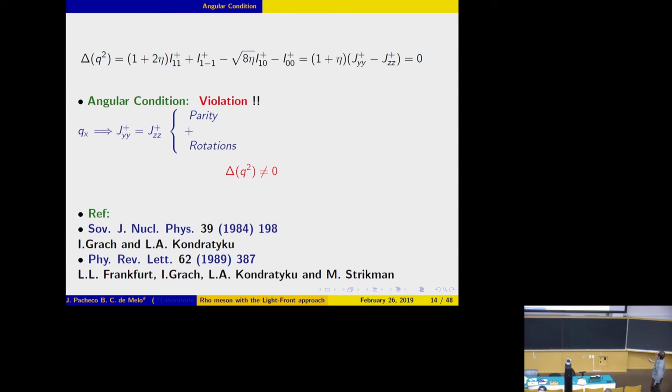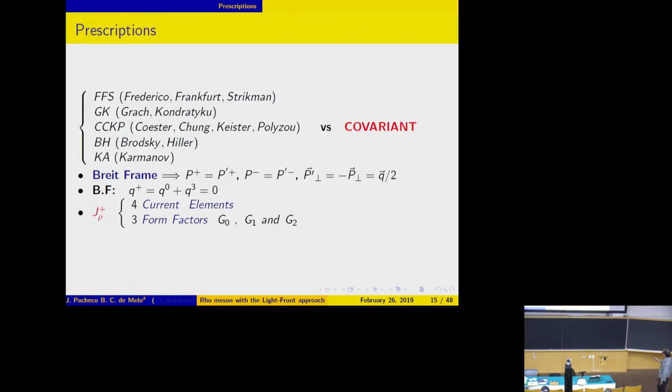This is a rotation violation, parity violation. That is very important because you have some ambiguity in the choice of matrix elements here. Why? Because you have only 3 form factors, charge, magnetic, and quadrupole, but you have 4 matrix elements. Then the prescriptions were born here.